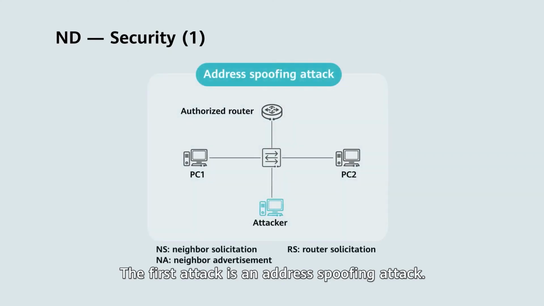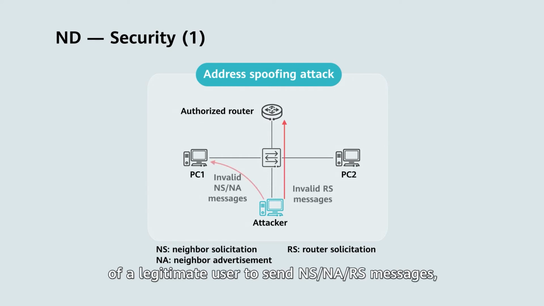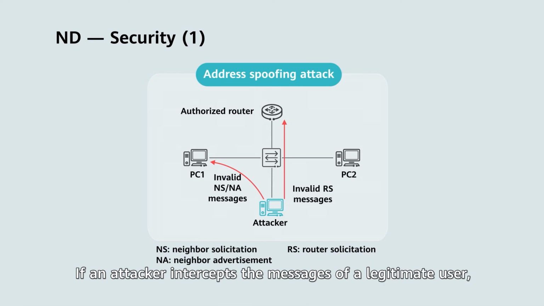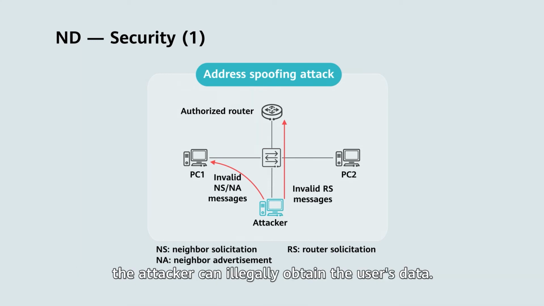The first attack is an address spoofing attack. For example, an attacker forges the IP address of a legitimate user to send NS and RS messages, which will modify the ND entries on the gateway or of the legitimate user. As a result, this user cannot receive messages. If an attacker intercepts the messages of a legitimate user, the attacker can illegally obtain the user's data.